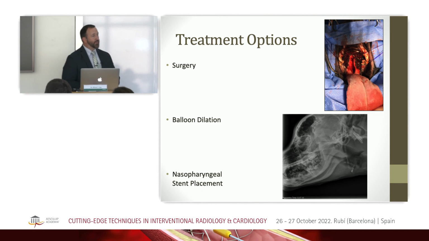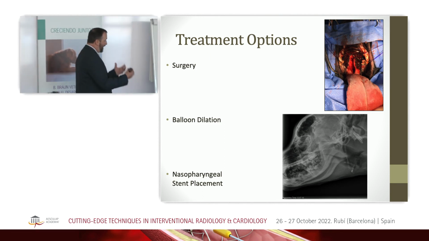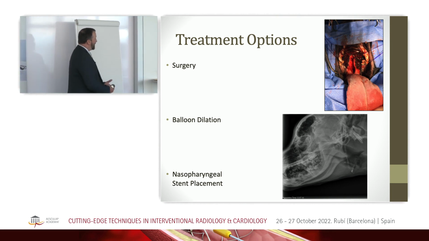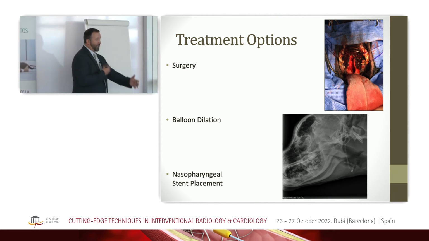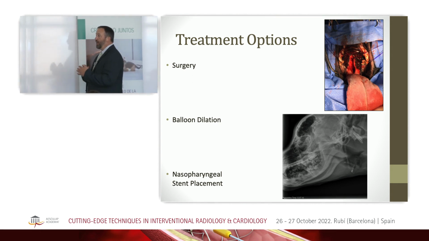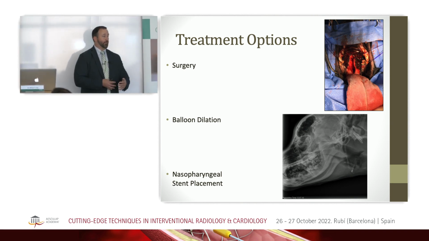All right, so now we've established that there's a nasopharyngeal stenosis. The clinical signs support it, the imaging supports it, maybe you've even done a scope and that supports it. So now you look at what the options are, and there's a list. Surgery is an option, balloon dilation alone is an option, or some sort of stent placement.